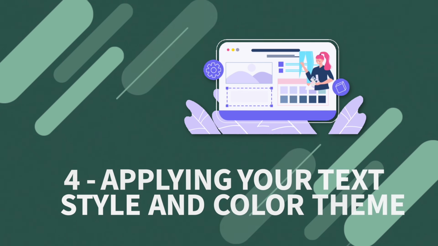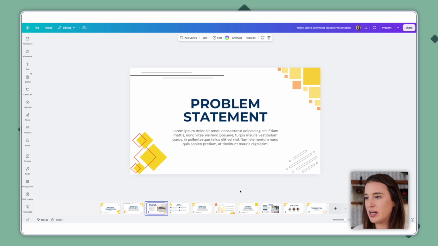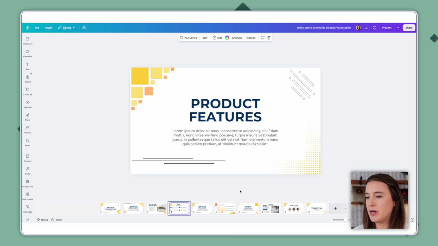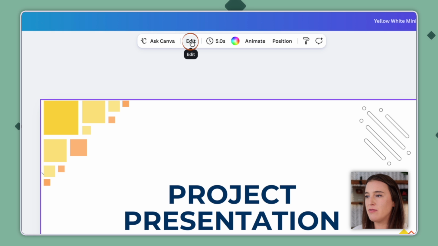Okay, our next tool applies for any type of multi-page design you might be working on, and this is applying your text style and color theme. So for instance, let's say I have this presentation that has multiple slides and pages I'm working on, but it's not reflecting my branding yet. It's not using the right fonts or colors. Instead of individually editing each of these slides, I can just simply come to the first one and select it and then choose Edit from the top menu.